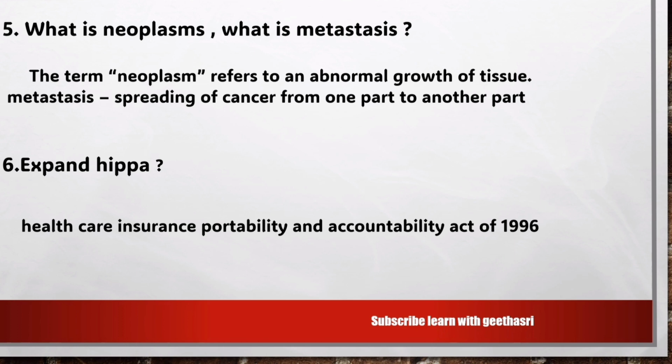And here also remember another point regarding primary cancer and secondary cancer. If the provider is stating metastasis from, it is called primary cancer. If the provider is stating metastasis to, it is called secondary cancer.